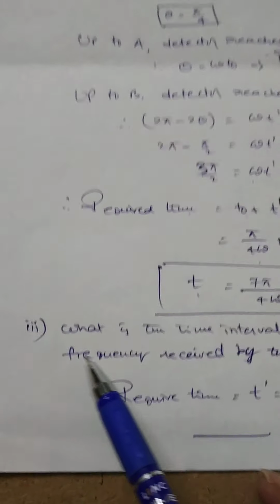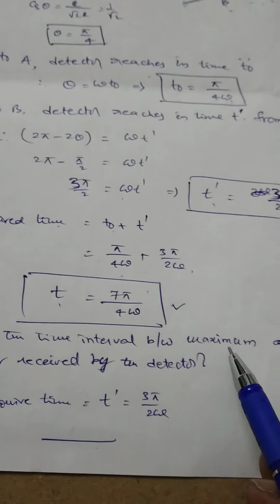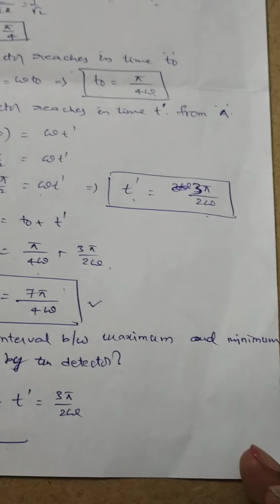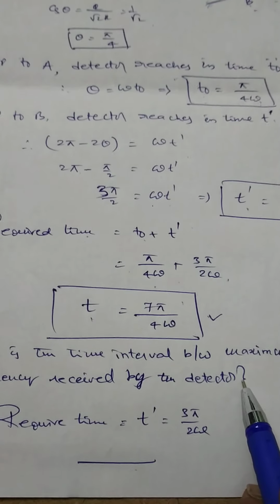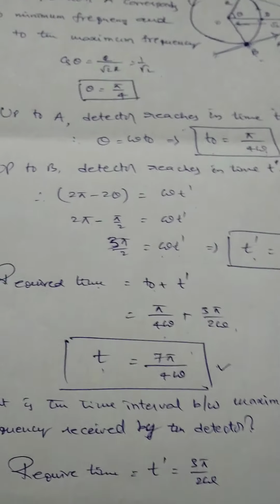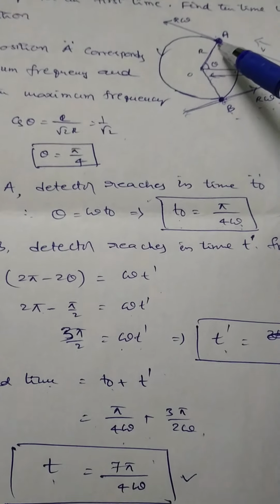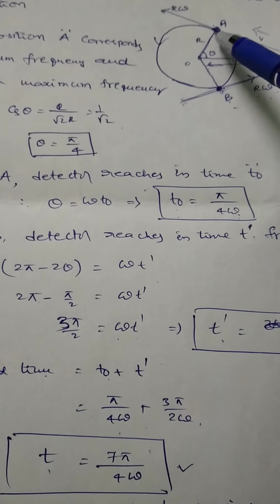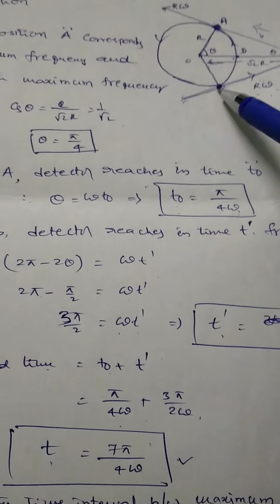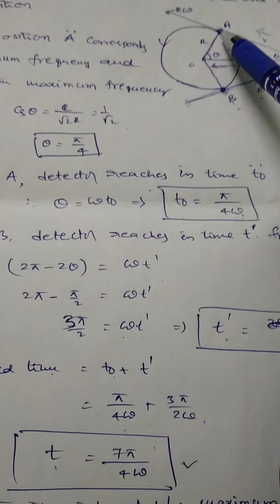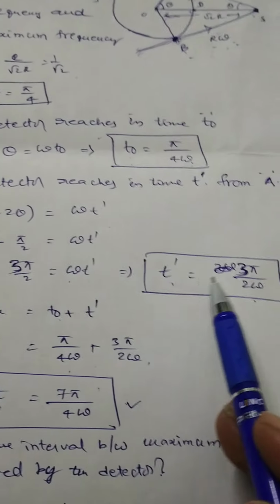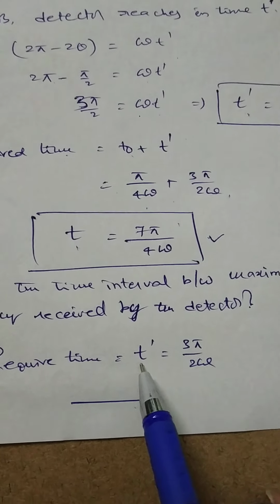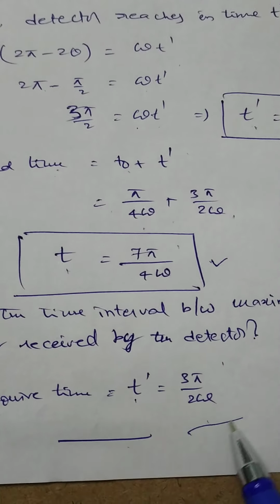Next, the third concept is: what is the time interval between the maximum and minimum frequency received by the detector? At A, the observer hears the minimum. At B, the observer hears the maximum. Let us calculate the time taken only from A to B. From A to B, it is already derived as t dash is equal to 3 pi by 2 omega. That is the answer. t dash is equal to 3 pi by 2 omega.